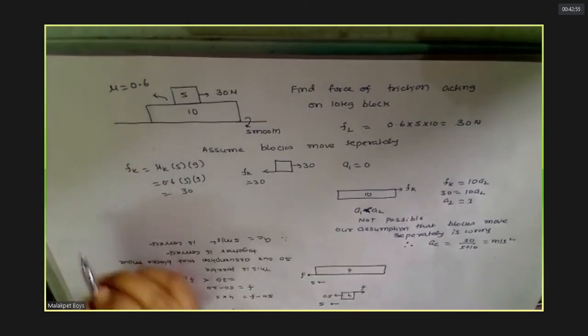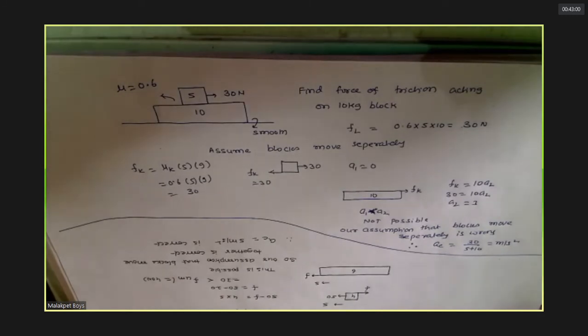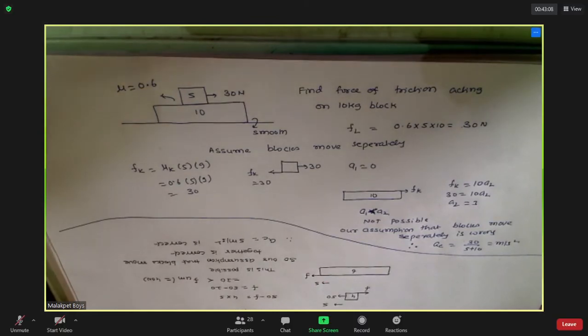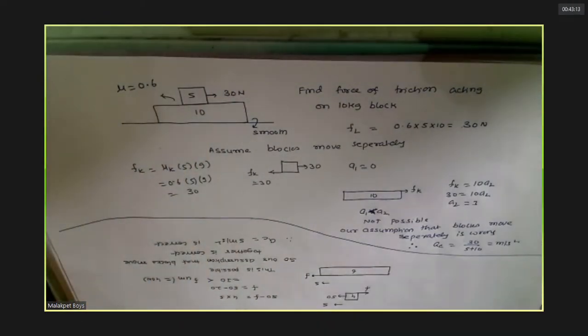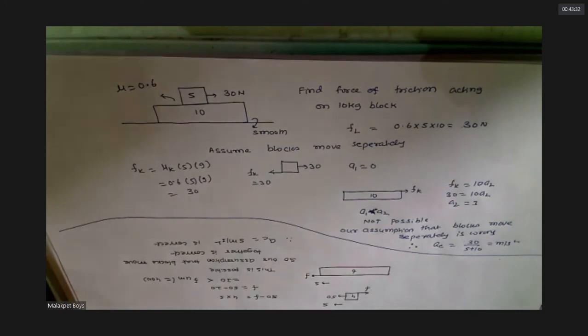What is the other method I told? Assume that they move with a common acceleration and find the friction. If that friction is less than the limiting value, then that is possible. Otherwise, it is not possible. Did you follow or not? Yes, sir. See that it is below the limiting value or not. If it is below the limiting value, it is a valid assumption. Otherwise, it is invalid. Okay? Try that way.